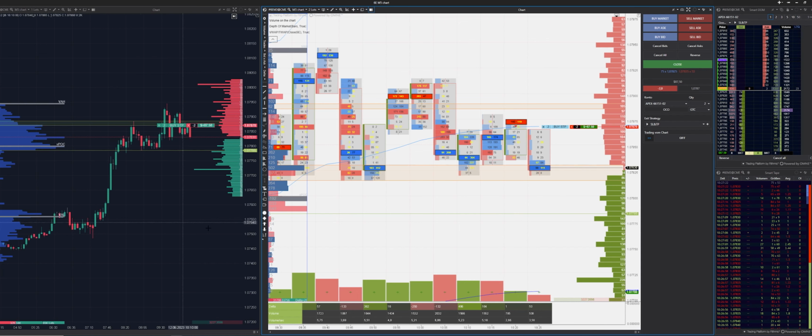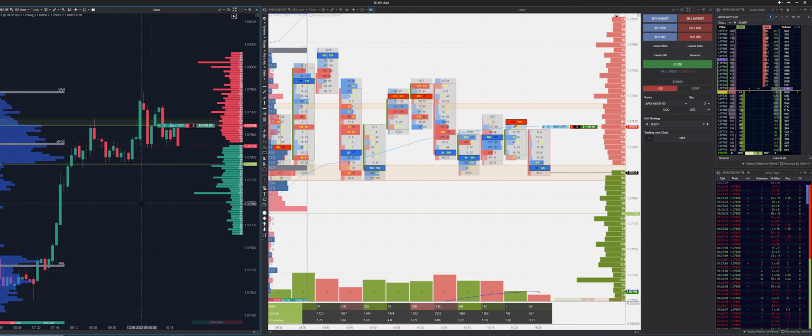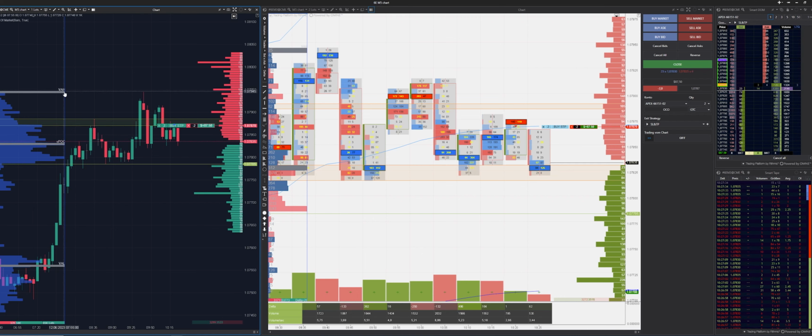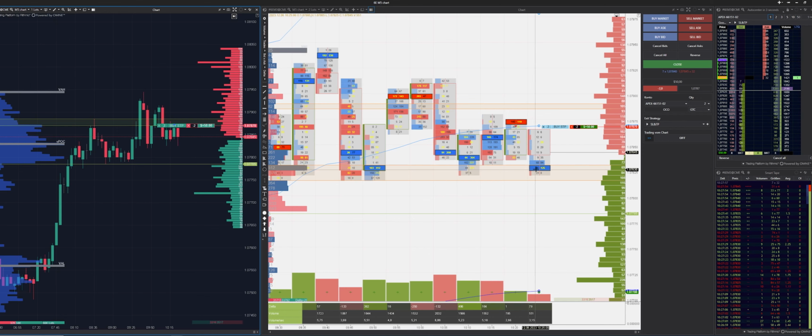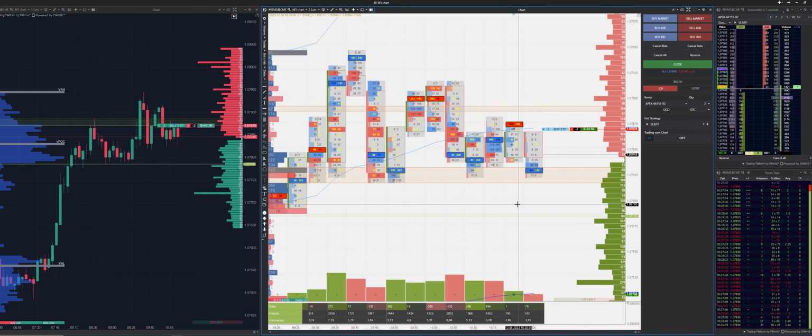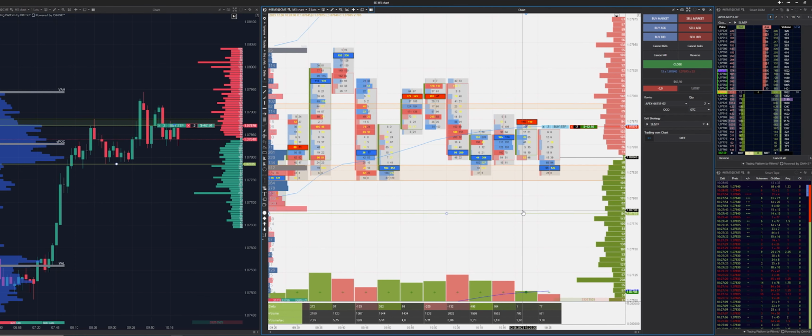So let's see what happens. We are now at the point of control of the day. As you can see here, this is the value area high, this is the point of control, this is the value area low. I hope this video will not take too long. So now we see more buyers coming in here, but it's okay, guys. We got a free trade. We have no risk anymore. If the market doesn't want to fall here, then we get at least stopped out at break even and we don't suffer a loss. It's all good. Just don't be greedy.